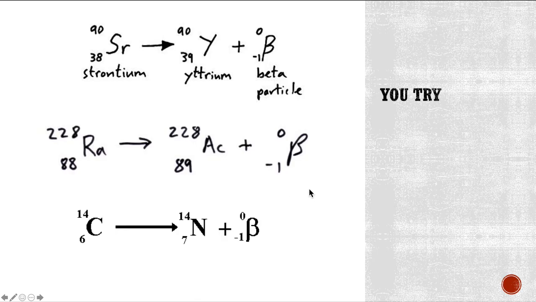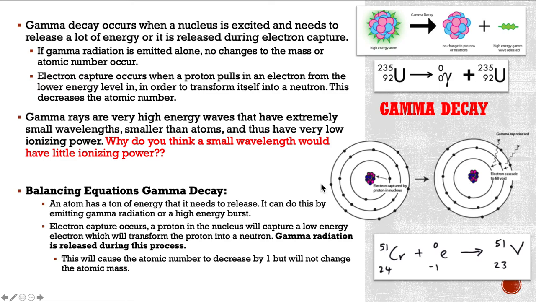So let's see here. The next type of radiation we're going to talk about is gamma decay. Gamma decay can occur when a nucleus is really excited and needs to release a lot of energy. This is really not something that occurs in everyday situations. Gamma radiation is a very strong, high energy radiation. You might see it around nuclear reactors, but it's not something you come across every day. It is released when the nucleus is excited, and it's just an energy burst.